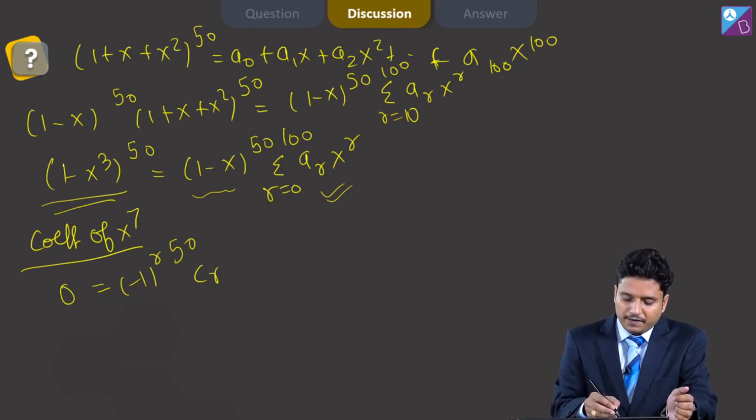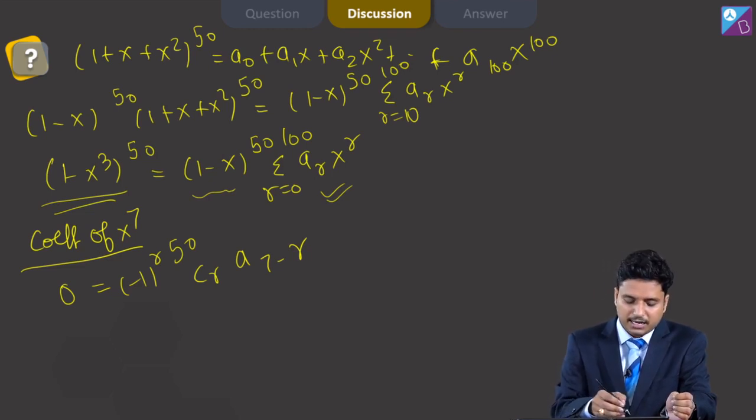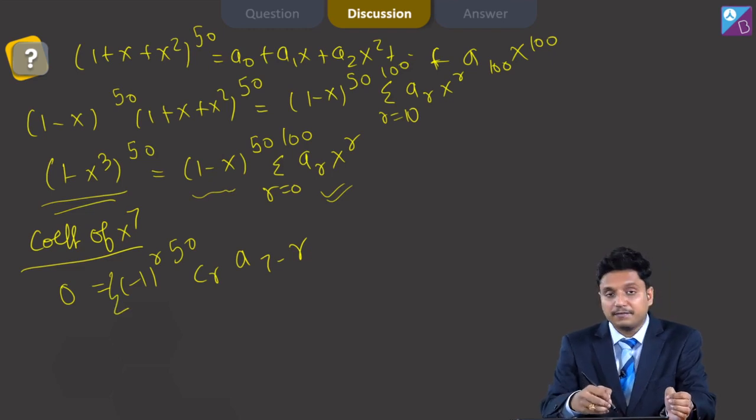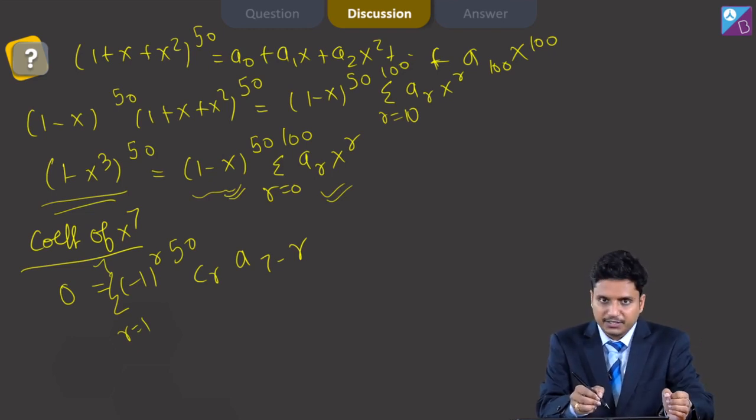So if x raised to power 7 minus r is there, obviously this r will also be replaced as 7 minus r. So 0 will be equal to the summation of (-1) raised to power r 50Cr A(7 minus r), because there will be multiple terms, r is varying from 1 to 7. Like if here we are getting 50C6 (-1) raised to power 6, from here we should try to find out x raised to power 1's coefficient in order to get x raised to power 7.